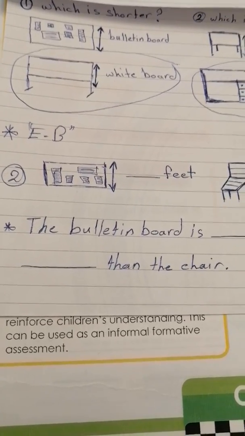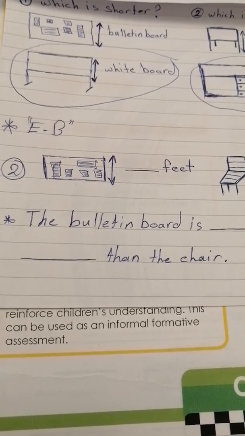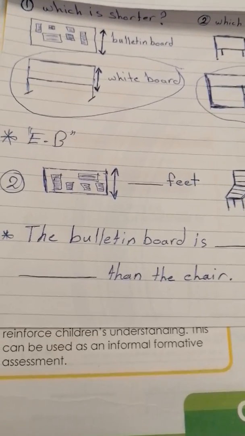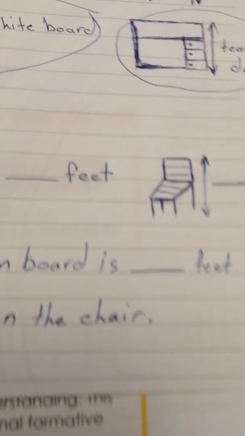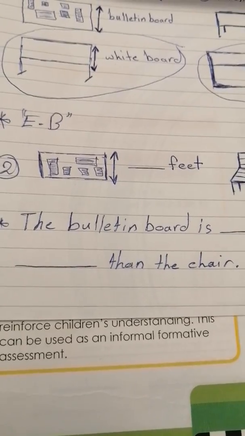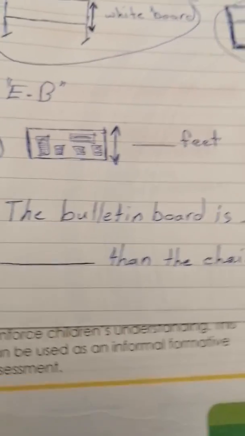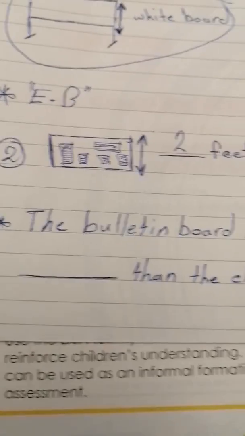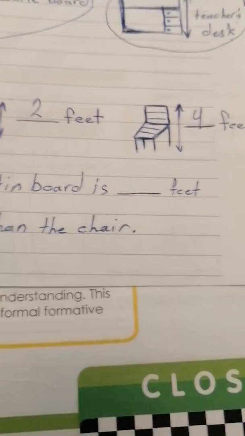Number two, the question is find the objects and measure them, then write longer or shorter. Number two, we have a bulletin board and we have a chair. And the unit that we measure the length with is the feet. Okay? Now we have to measure these two objects. Now the bulletin board is about 2 feet, and the length of the chair is about 4 feet. Okay?